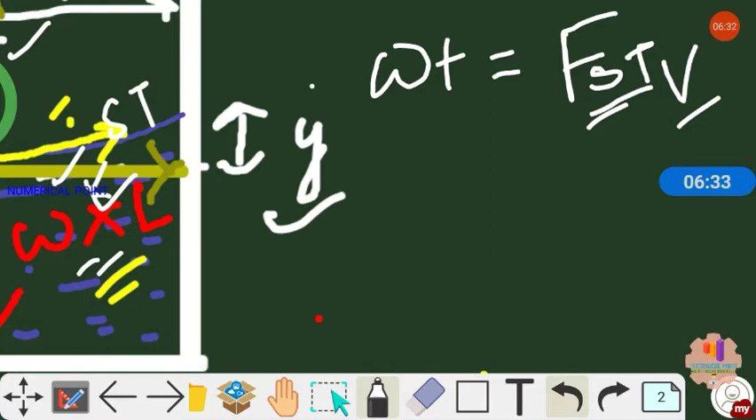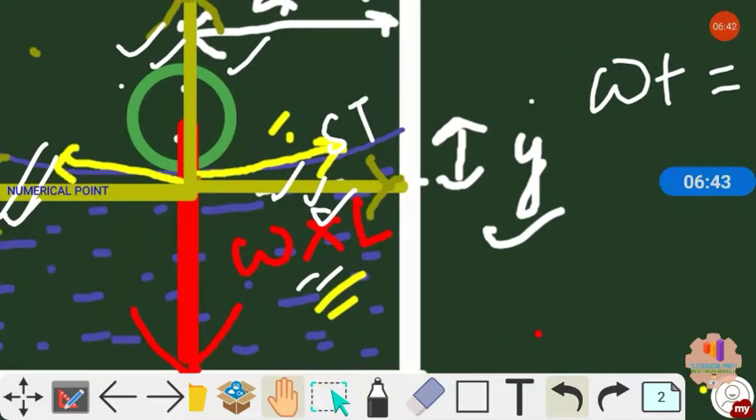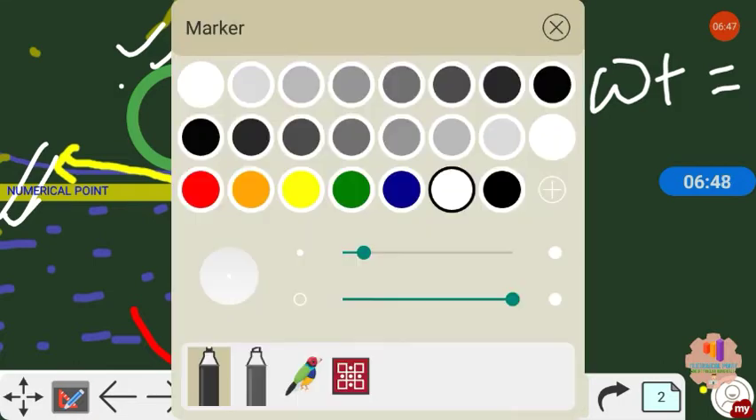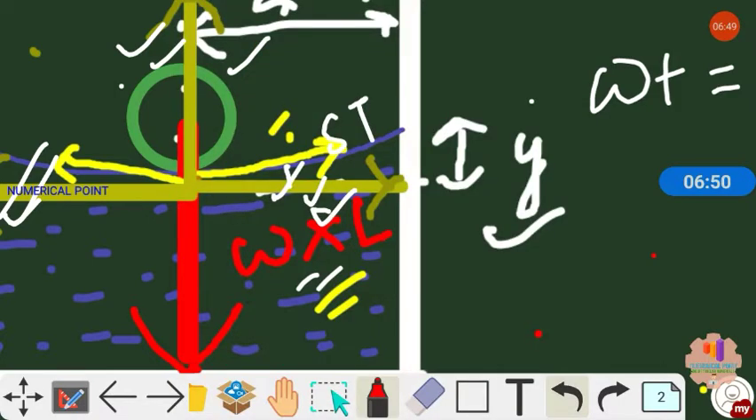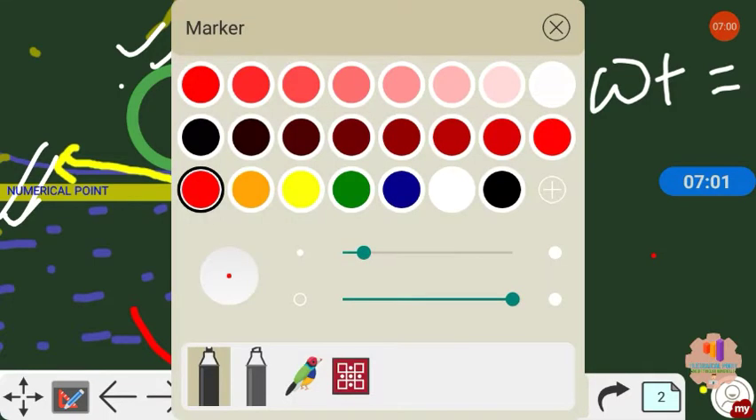Let's find the vertical component of the surface tension force. Before that, we need to find this angle. I'm denoting it with red. This is the angle theta, by which we can find the component of the surface tension force. For that, I'm giving you some insight here.